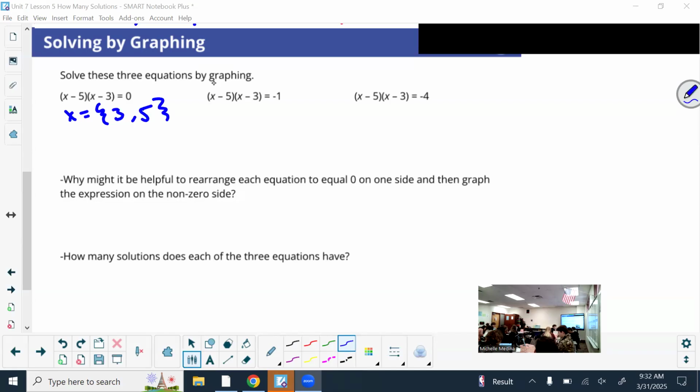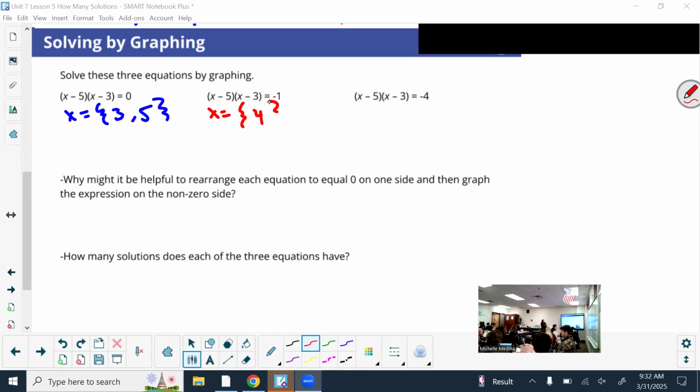Technically, for this one, you didn't have to graph it because it's in factor form and set equal to 0. So we've learned how to identify those answers really quickly. But yes, those are the 2 answers. Table 2, what are the solutions for the second one? 4, any others?